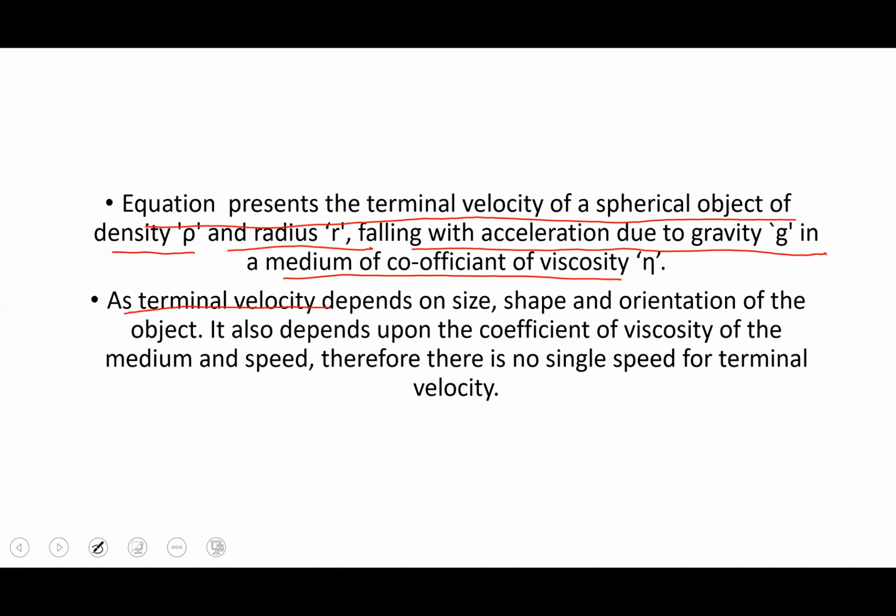As the terminal velocity depends upon the size, shape and orientation of the object, it also depends upon the coefficient of viscosity, medium and speed. Therefore, there is no single speed of terminal velocity. That is why we take the terminal velocity of different objects separately.